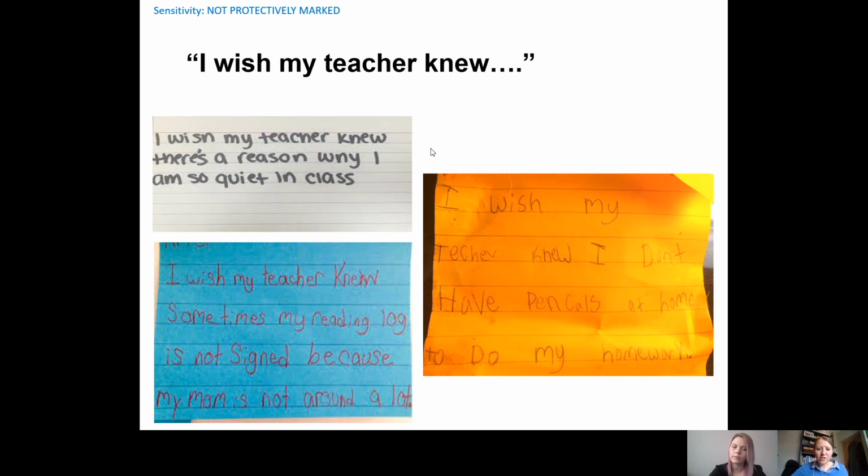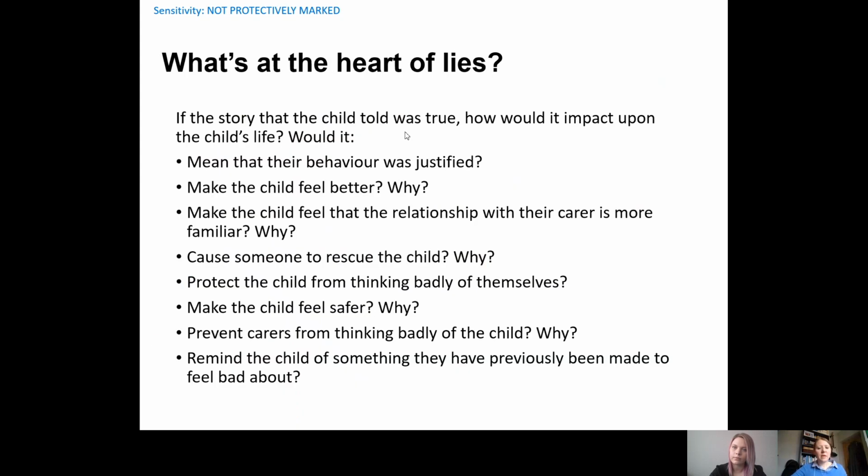That's again about that curiosity and about finding out what's important to the child or young person, and then being able to react and respond to that. And the last thing on curiosity is thinking about what's underneath the behaviour.